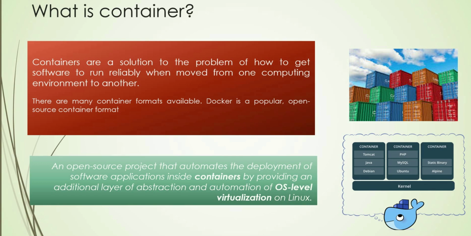So how do containers solve this problem? Put simply, a container consists of an environment runtime and an application plus all its dependencies, libraries and other binaries, and configuration files needed to run it, bundled into one package. By containerizing the application platform and its dependencies, differences in OS distributions and underlying infrastructure are abstracted away. There are many container formats available, and Docker is one of the most popular open source container formats among them.